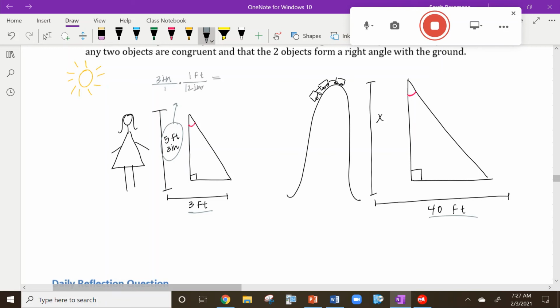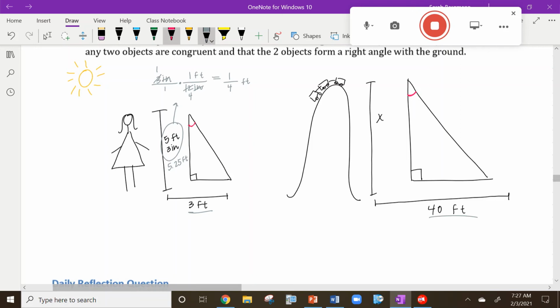My inches will cancel out. Now I have 3 and 12 that can reduce. They're both divisible by 3. So I get 1 times 1 is 1, 1 times 4 is 4, so that's 1/4 of a foot. So altogether I have 5 feet plus 1/4 of a foot, that's 5 and 1/4 feet, or 5.25 feet.